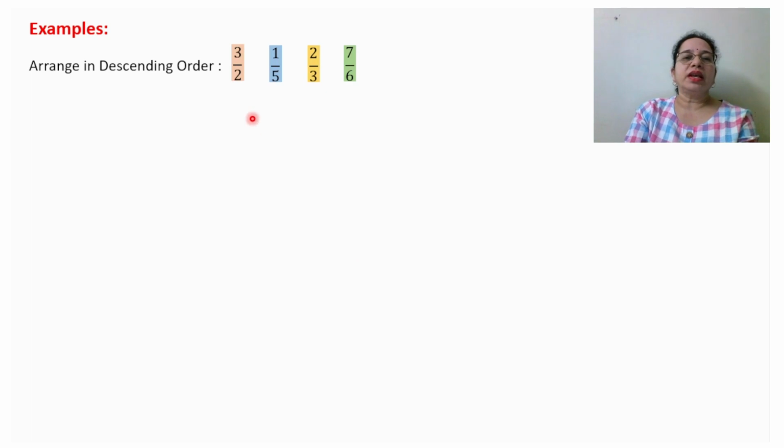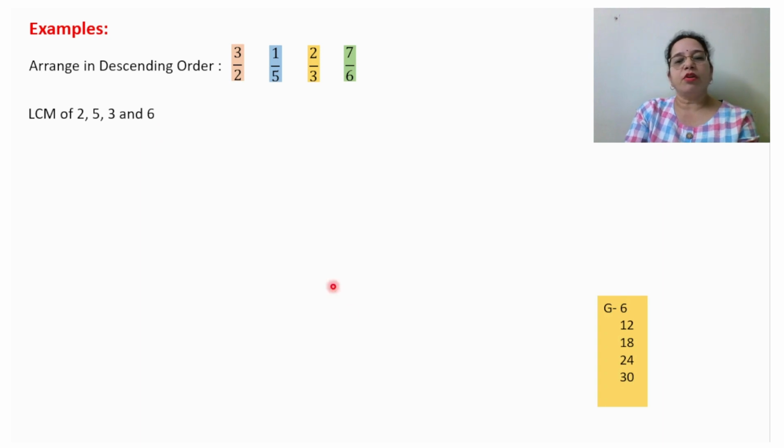Now take one question from descending order. Here also you can see that your denominators are different. So we will take the LCM. Again your greater number is 6. So recite the table of 6. So the LCM is 30.